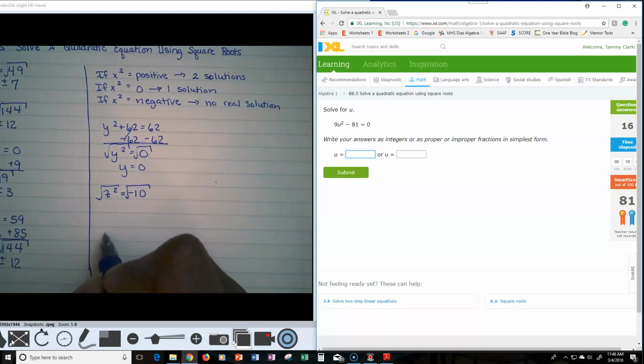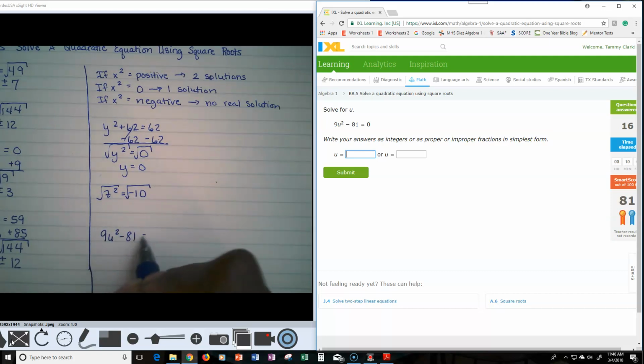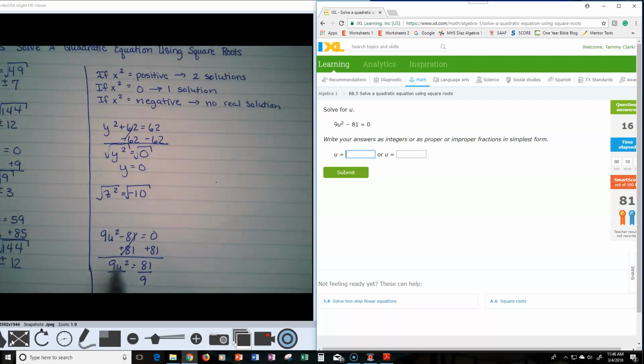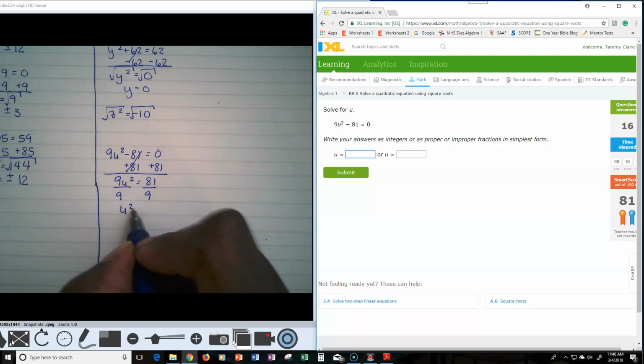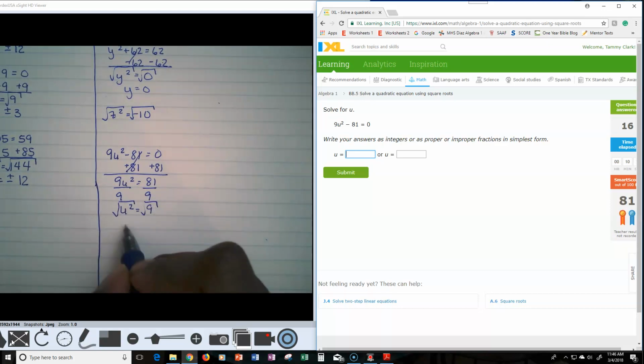So we have 9u squared minus 81 equals 0. Well, the first thing I'm going to do is I'm going to put my 81 on the other side of the equal sign. So I have 9u squared is equal to 81. Then I'm going to divide by 9 because I want to take the square root of u squared, not take the square root of 9u squared. So then I'm left with u squared is equal to 9. Then follow your process. Square root both sides and you get u is equal to plus or minus 3.